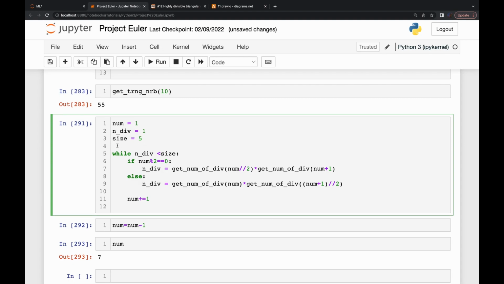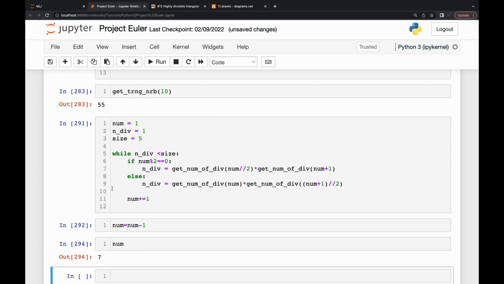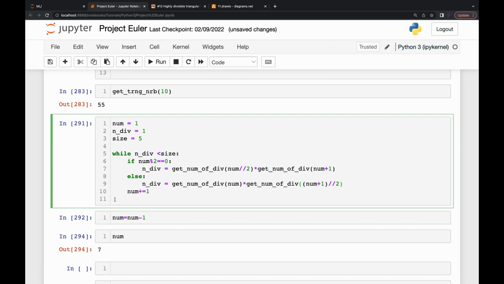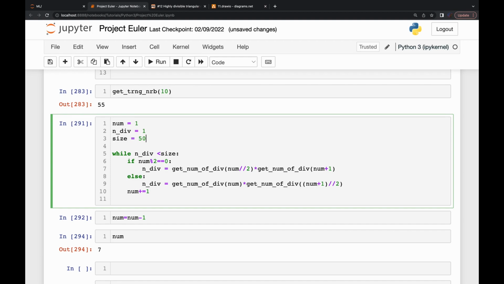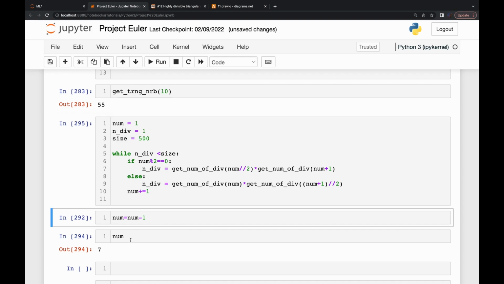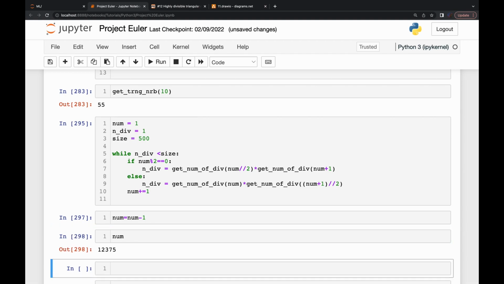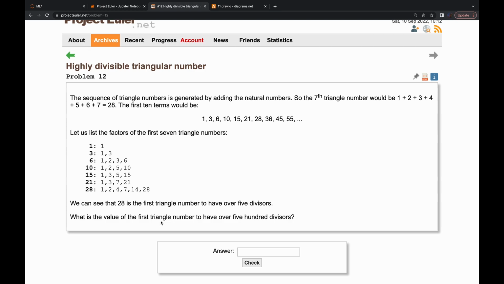Okay, so that should be our answer to the target triangle number position. So if we want number of divisors to be more than 5, then our answer should be 7. Okay, but in our case, what is the question asking? Question asking is number of divisors more than 500, over 500 divisors. So that means in our case size will be 500. Okay, so this is the number that came. Now if I reduce the number it will be like this, and what we have to answer is the value of the first triangle number.